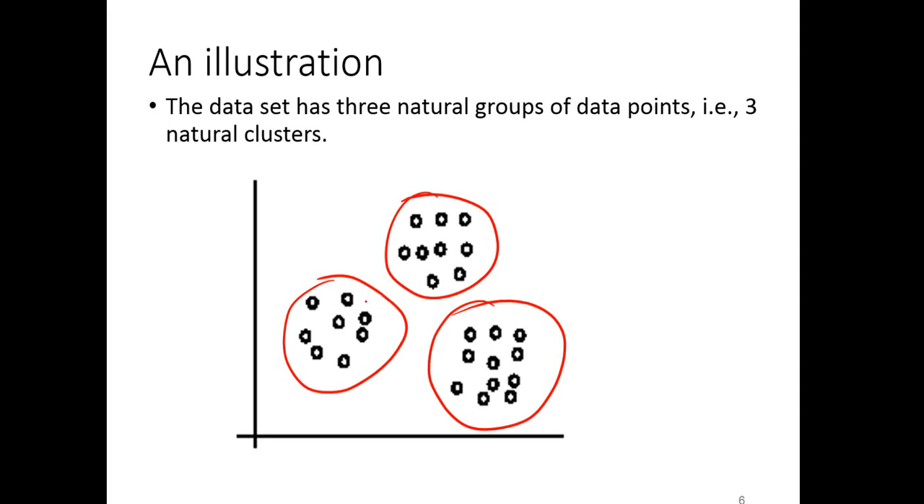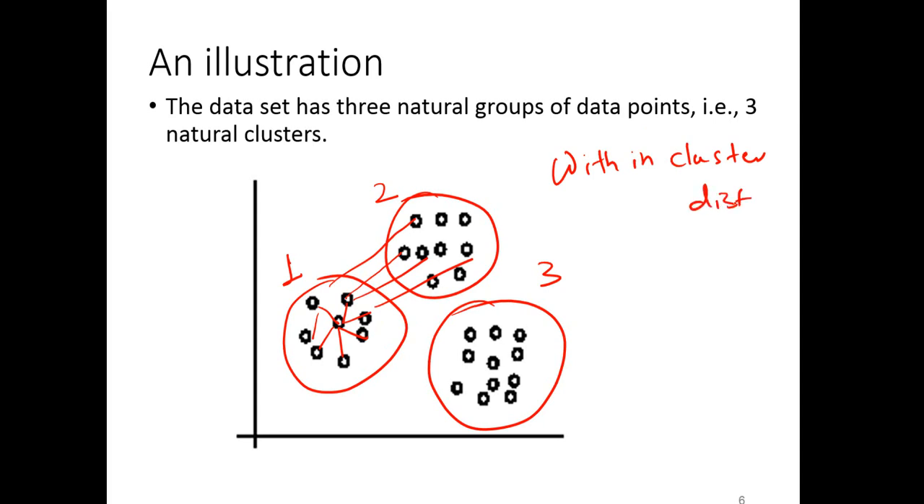Let's say to see the distance between these points, like the points in, let's say this is segment 1, segment 2, and segment 3. The distance between points, the black points, between segment 1 and segment 2 is quite large. But distance between each point within segment 1 is relatively much smaller, right? So what we are interested in is within cluster distance, and between cluster distance.